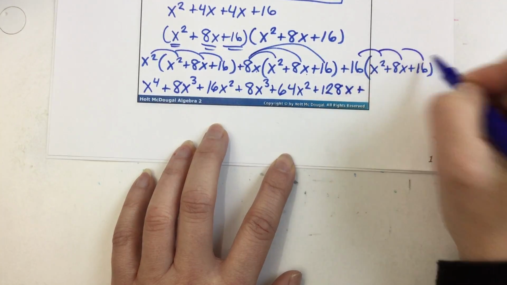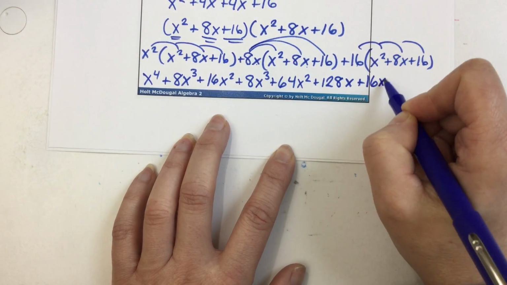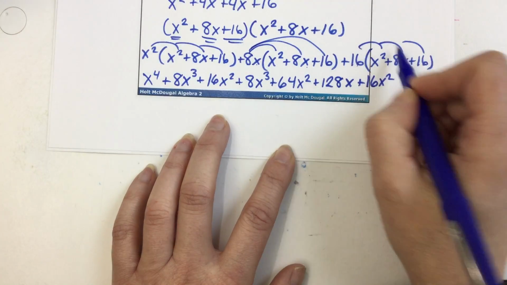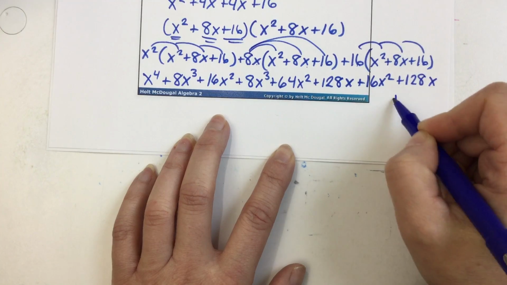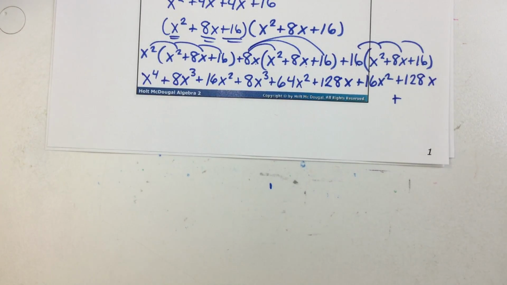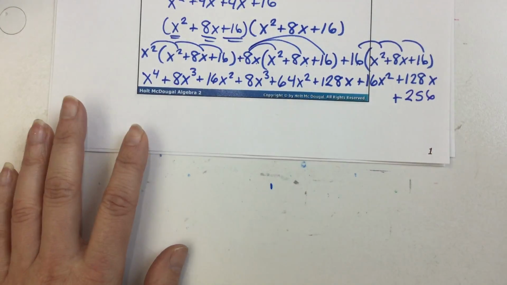Now I go ahead and multiply in 16. 16 times x squared is 16x squared. 16 times 8 is 128. This does not have an x, this does. Plus 16 times 16, when I bring that here, that's 256.